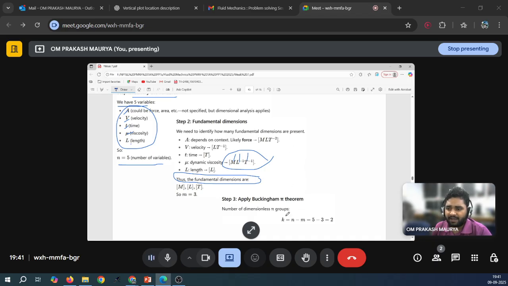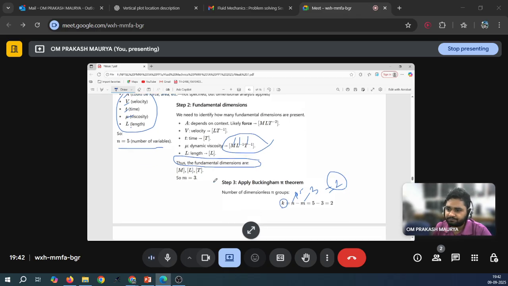number of pi terms is equal to your number of variables, which you have 5, minus number of fundamental dimensions. So how many fundamental dimensions do you have here? M, L, T, all 3. So here you need to put 3. So 5 minus 3, you will get 2 as the answer. So 2 will be correct.